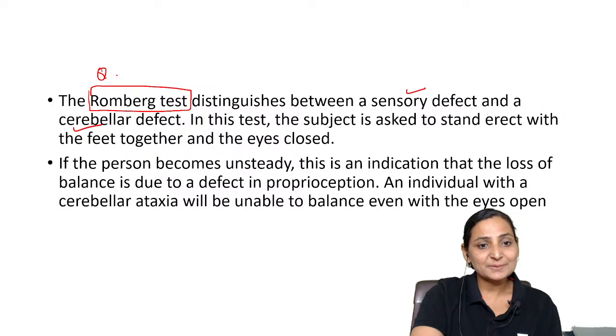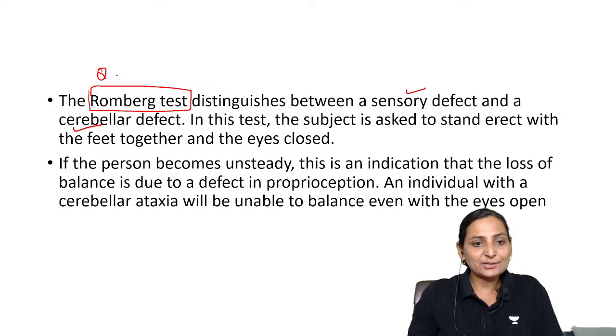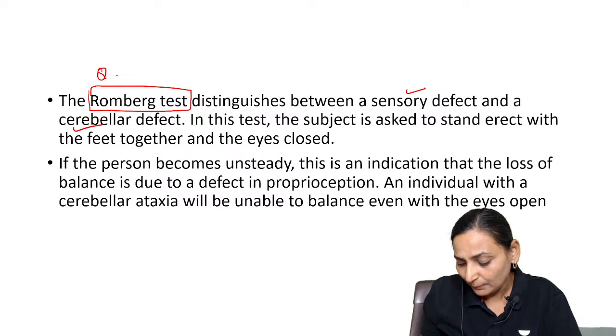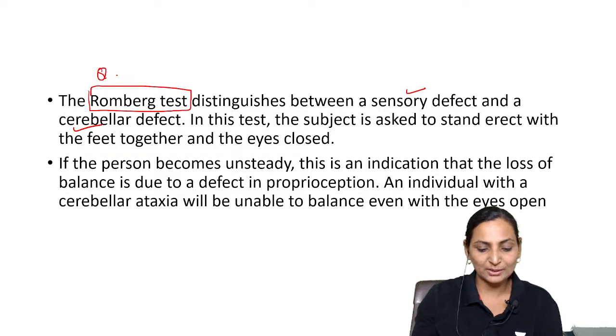If the person becomes unsteady because the eyes are closed, there is an indication of loss of balance due to a defect in proprioception, right? And if an individual has cerebellar ataxia, he will be able to keep his balance even with eyes open, right?